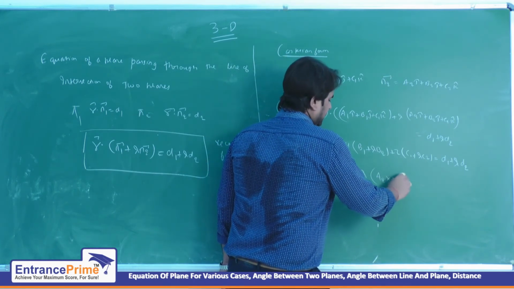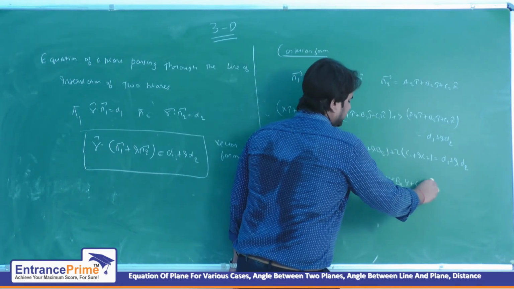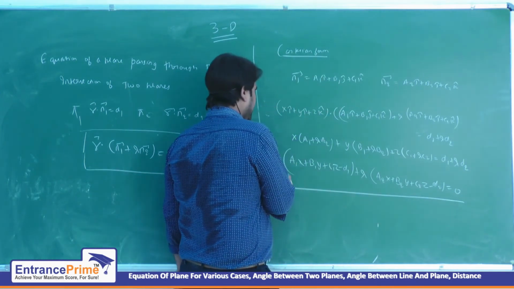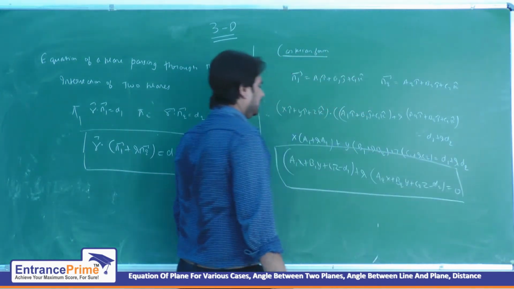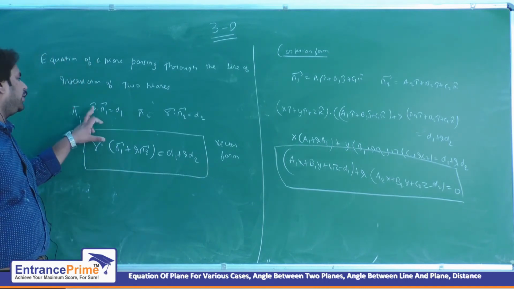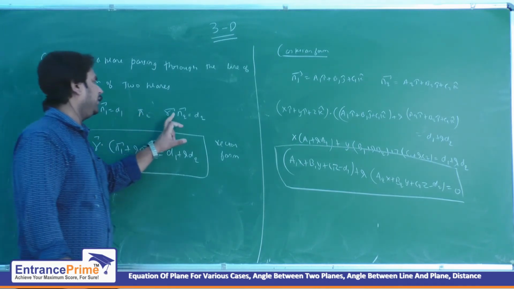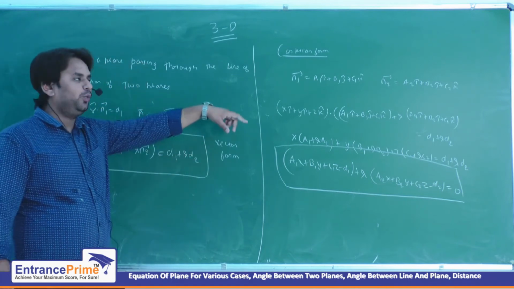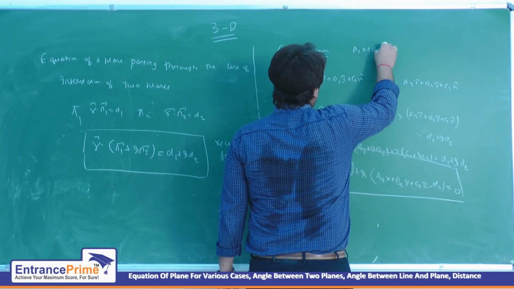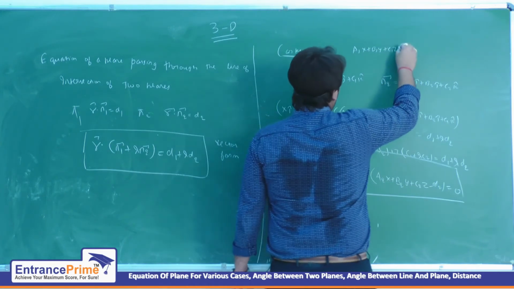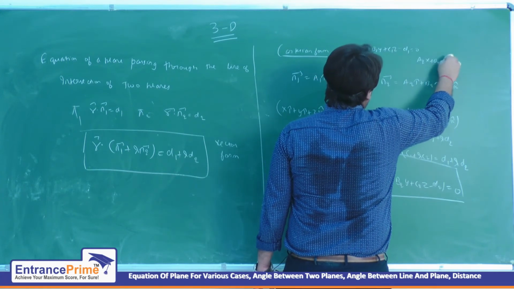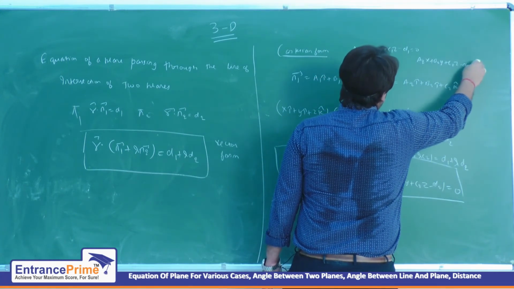a2x plus b2y plus c2z minus d2 is equal to 0. So this is the equation of a plane which is passing through the line of intersection of two planes. Plane 1 is r dot n1 equals d1, and r dot n2 equals d2. Here two planes are given. One plane is a1x plus b1y plus c1z minus d1 equals 0, and the second plane is a2x plus b2y plus c2z minus d2 equals 0.